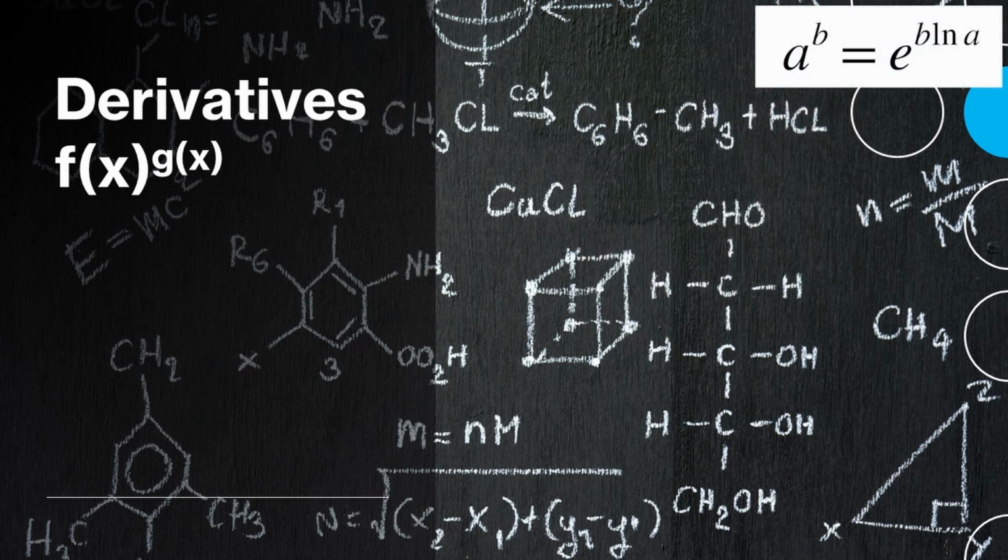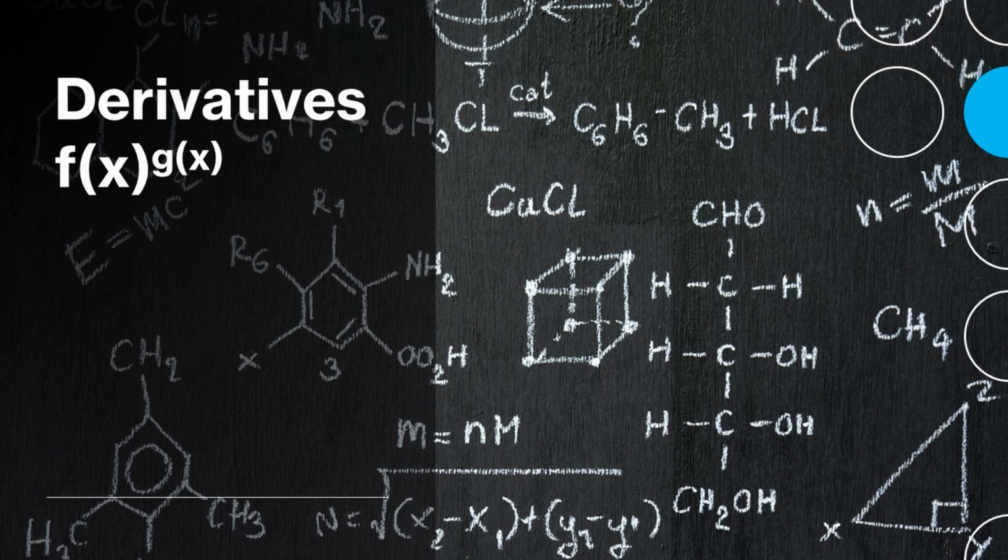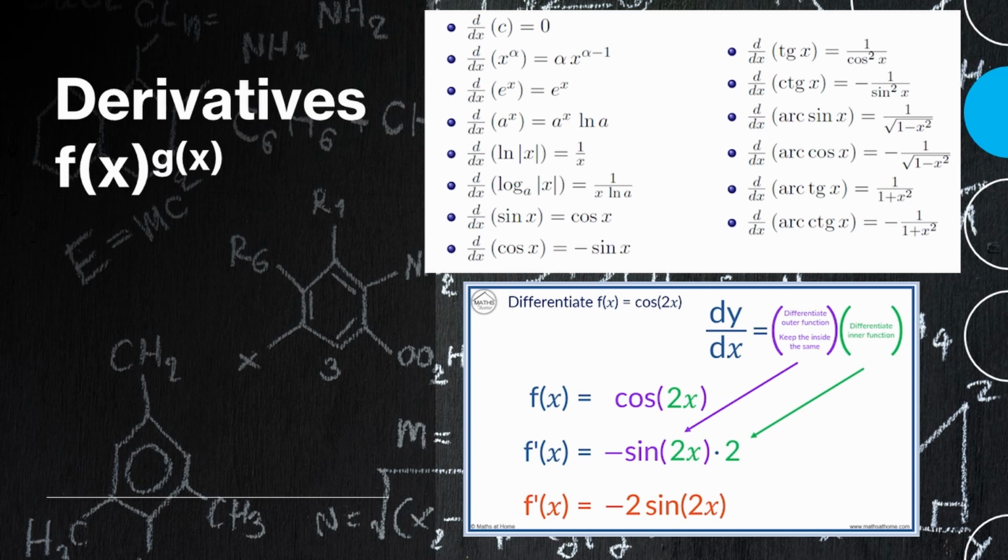We are mainly going to use the formula a to the power of b equals e to the power of b natural logarithm of a. We will also need to know basic derivatives formulas as well as the chain rule.